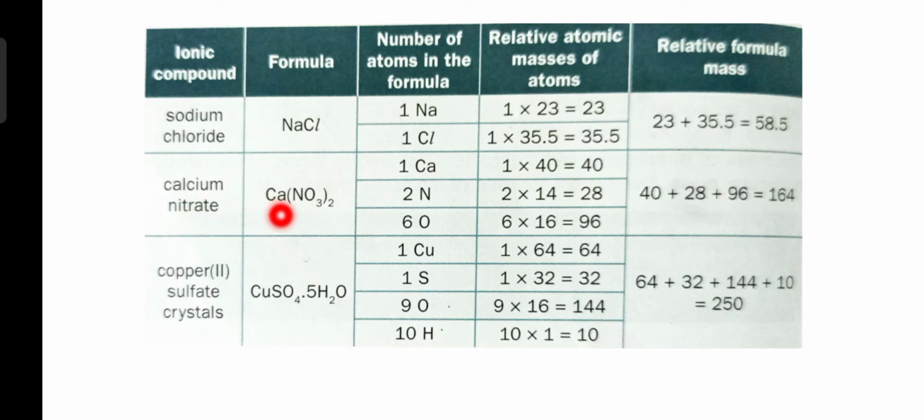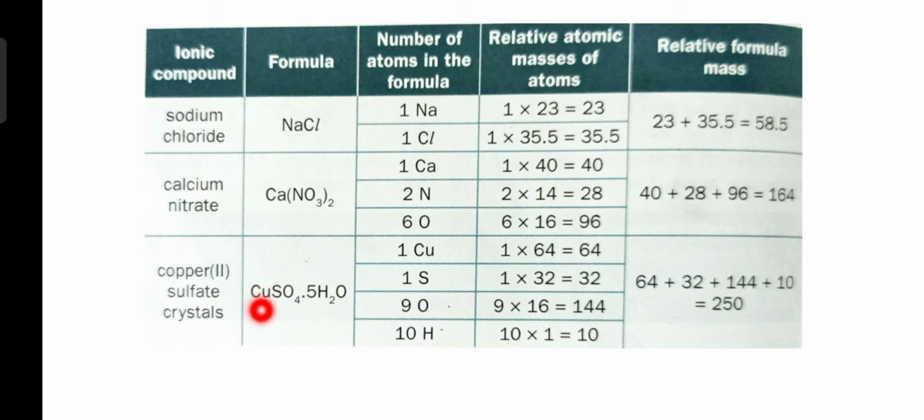and you will get the formula mass, it's 58.5. For calcium nitrate, first you have to identify the atoms of elements that are present in the compound. In this case, there are 3 elements: calcium, nitrogen, and oxygen. By using the periodic table, you know that the atomic mass of calcium is 40. For nitrogen, there are 2 atoms of nitrogen, so it is 28. And for oxygen, there are 6 atoms of oxygen, and the mass for 6 atoms of oxygen is 96. And the total formula mass is 164.